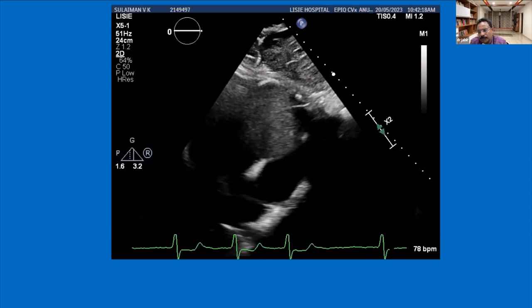And the problem, if you close this ASD, what will be the problem? Did you see that the LA is enlarged? The patient has coronary artery disease, old age, and may have significant diastolic dysfunction, and if you close the ASD, he'll go into heart failure.